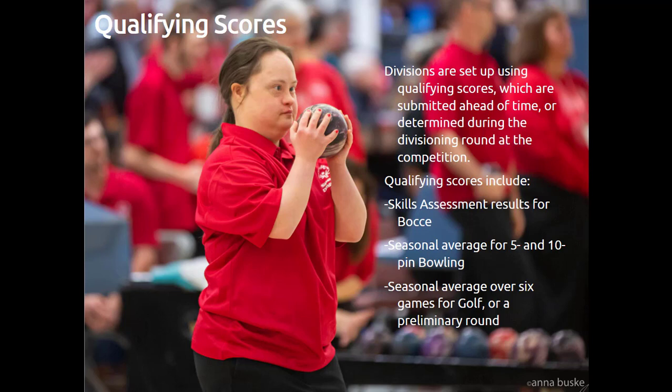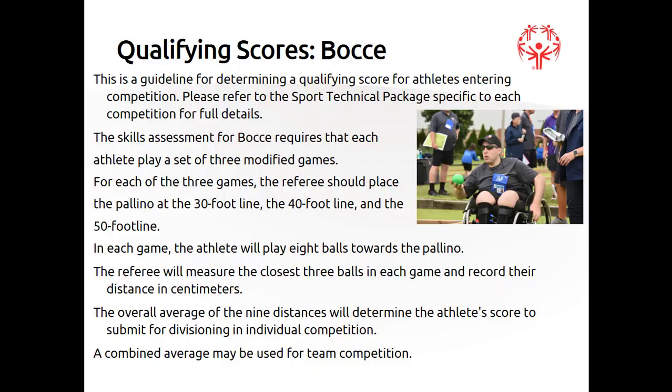For 5 and 10 pin bowling, the qualifying score is the seasonal average over a set minimum number of games. For golf, the seasonal average of 6 games can be the qualifying score, or the competition schedule will include a preliminary round. We'll explore a bit more about how these qualifying scores are determined in the following slides.